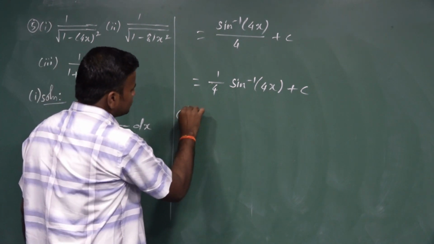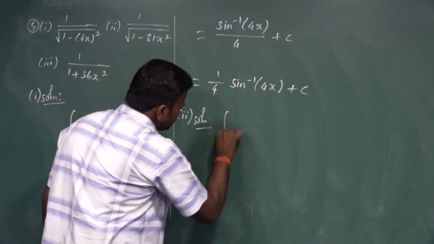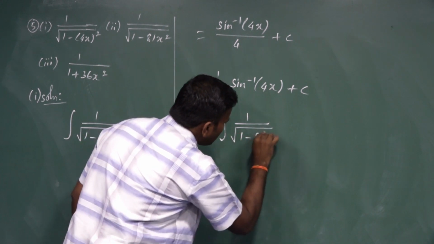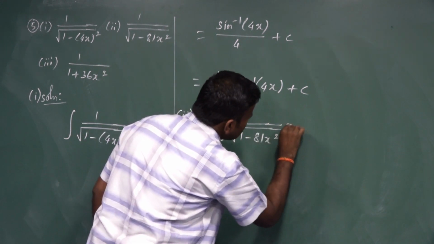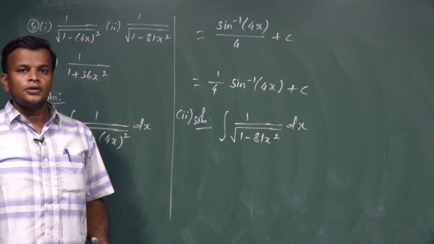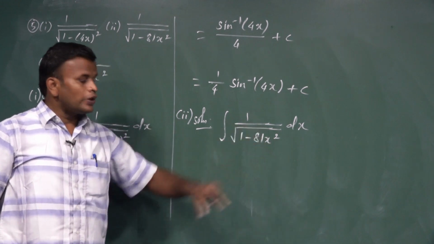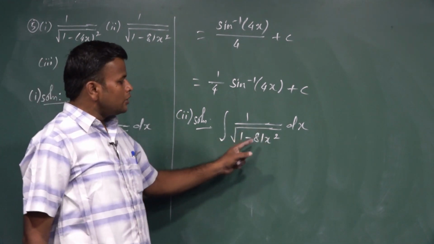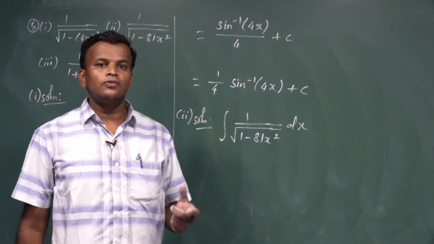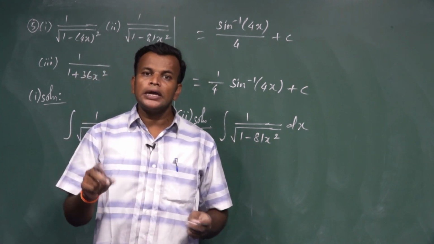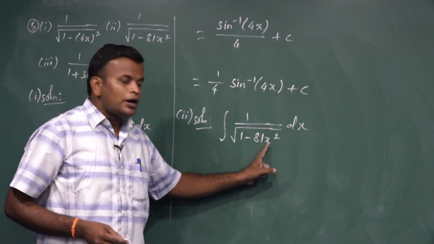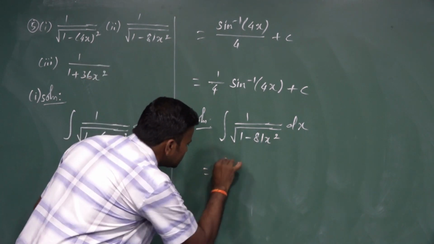Now we see the second one. Integrating of 1 divided by square root of 1 minus 81x square into dx. Do you know any difference between 1 and 2? In 1, the whole square is there. But in 2, 81x square is there. So first we convert to the formula shape. We have the formula of 1 divided by square root of 1 minus x square. So the square is common. But the square is only for x. So do you have any idea?